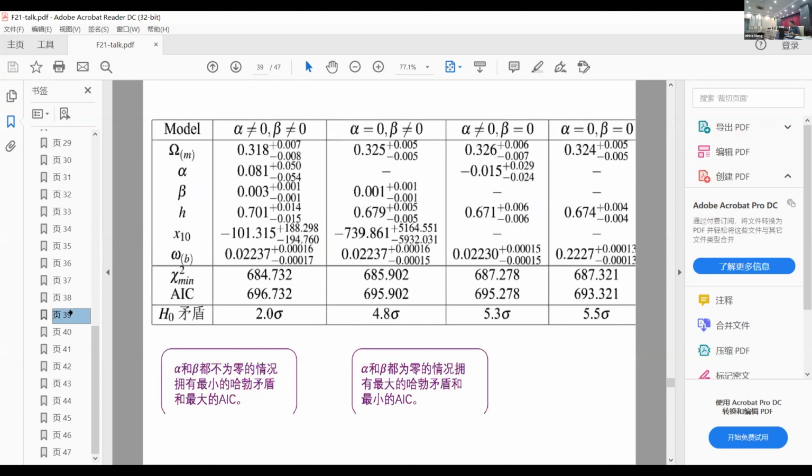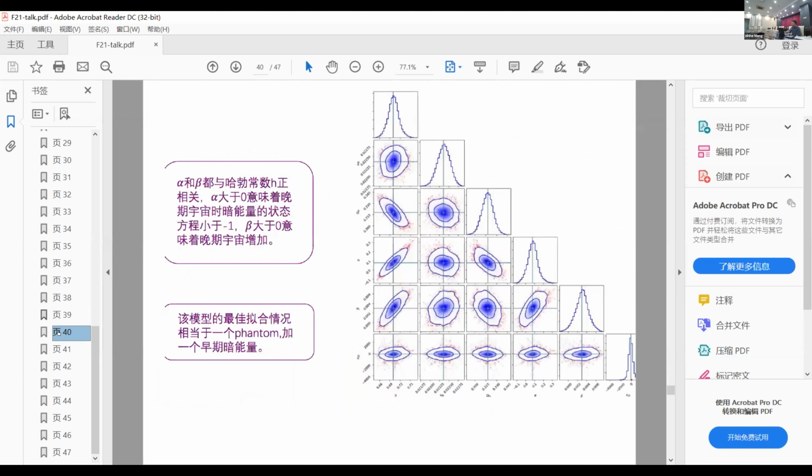So we put all this together and got the final result. We can see clearly that for the extended model, alpha and beta do not go to 0, and the result is better. So the tension can be reduced from 4.7 to 2 sigma. I didn't say I can resolve the problem. I just say we can relieve the tension. So far, this is the main result.